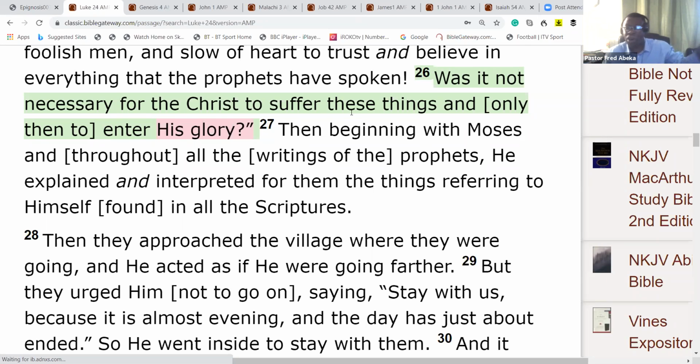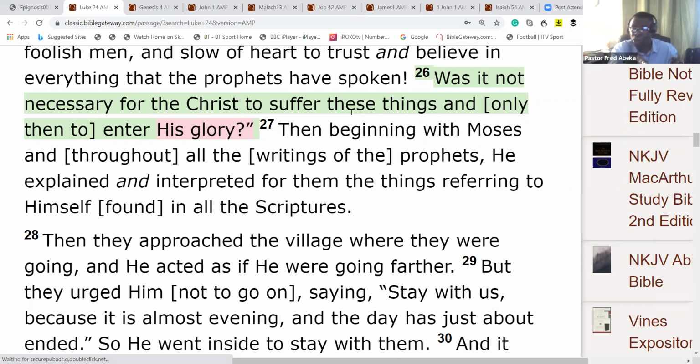Dia means to travel across. So that means Jesus traveled across from the writings of Moses, Genesis, Exodus, Leviticus, Numbers, Deuteronomy, and the writings of the prophets, 1 Samuel, 2 Samuel, 1 Kings, 2 Kings, 1 Chronicles, 2 Chronicles, all the way to the minor of them, that is, even to Malachi. What did he do with that? I want you to watch something. He traveled across and interpreted for them.